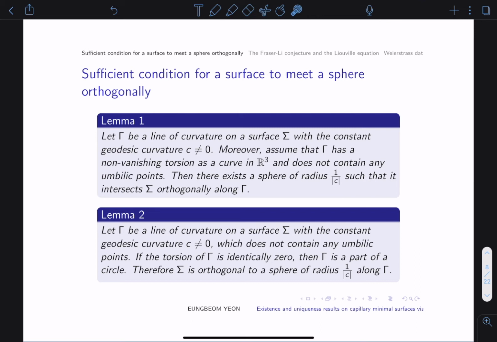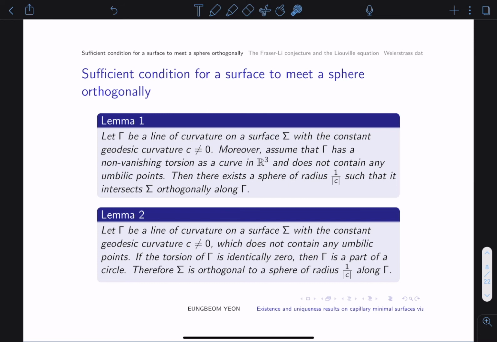Along with lemma 1, we can also get lemma 2, and it says that if gamma is a line of curvature on the surface sigma with constant geodesic curvature c, which does not contain any oblique points, and the torsion of gamma is identically 0, then gamma is part of a circle. In this case, therefore, sigma is orthogonal to a sphere of radius 1 over the absolute value of c along gamma. So basically, these two lemmas tell us that indeed the two conditions are sufficient for the surface to meet a sphere orthogonally.